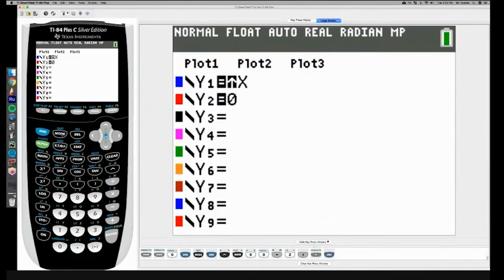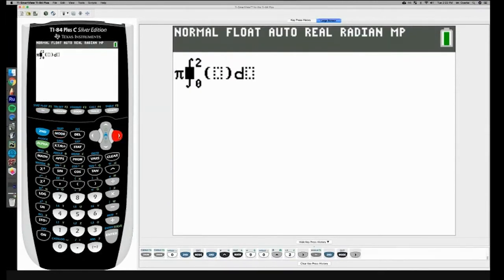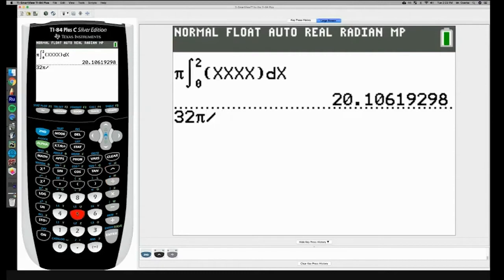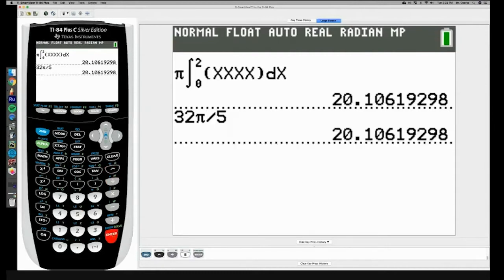Well, I guess I could just, it's not going to take me that long. I was going to put a y1 in there, but you really don't need to do that. This ends up being x to the 4th, so it's 1, 2, 3, 4, and then dx. Hit enter on that, and you get that. Let's see if that's equal to 32 pi over 5. Pretty sure it is. It is, boom. So I'm going to screenshot this just because I'm going to include this in the notes.